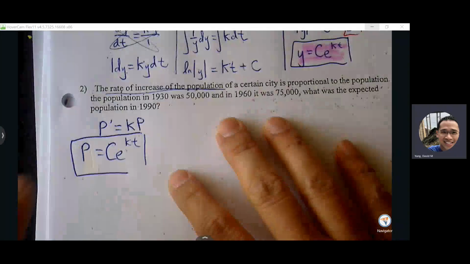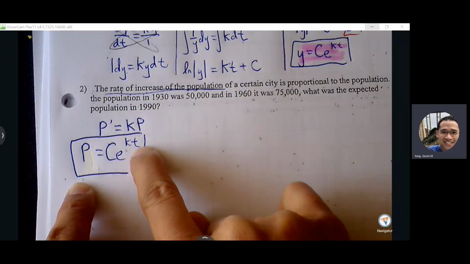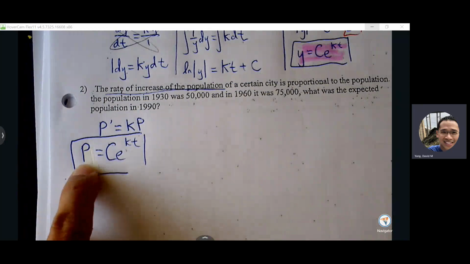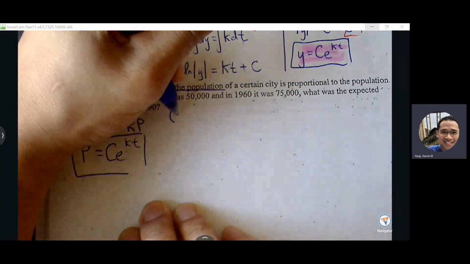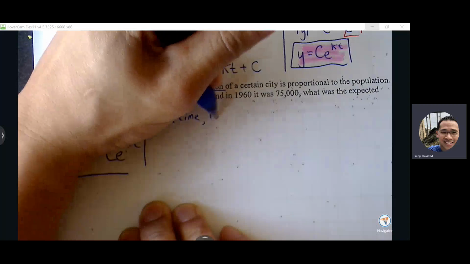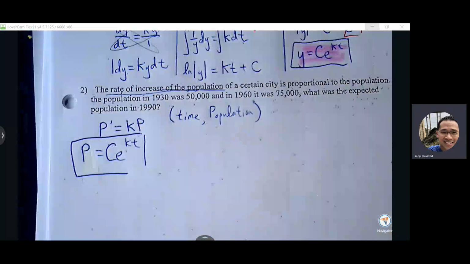Now, the two ordered pairs I'm going to be working with: time is an independent variable because we treat time the same way that we would x. In this case, the y is now the P. So my ordered pair is going to take on time followed by population. So instead of x and y, I'm going to say time and population.